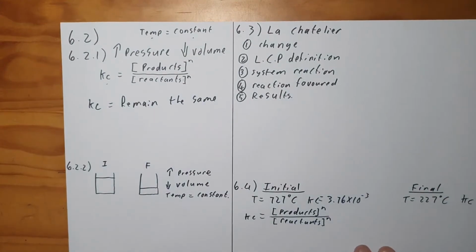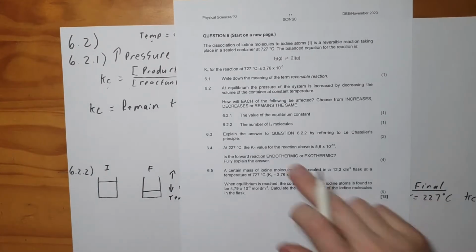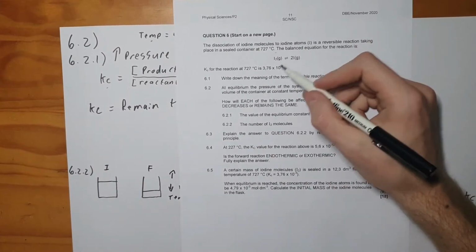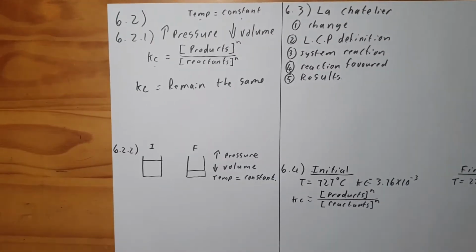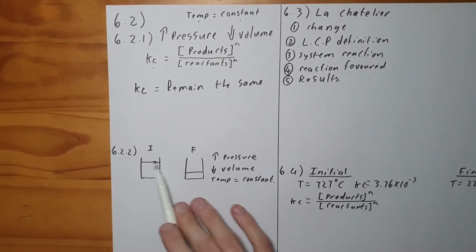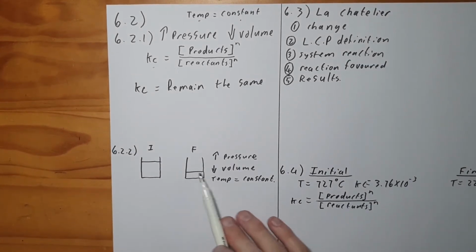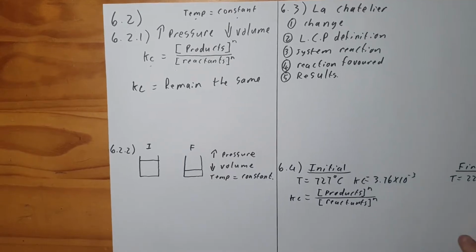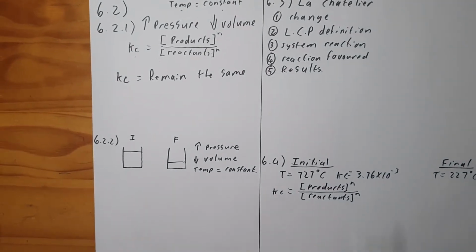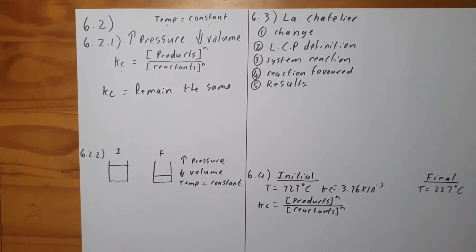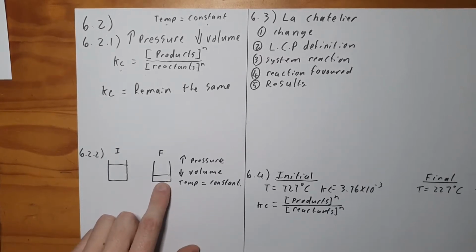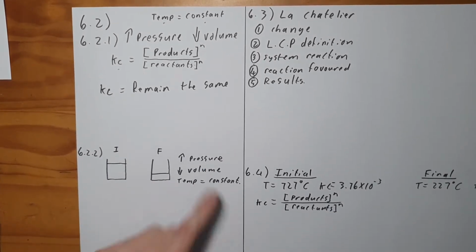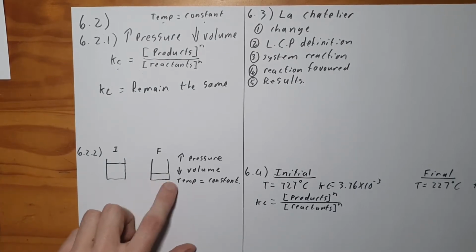Now 6.2.2 says the number of moles of I2. So the left-hand side, what's happening to the number of moles? Well, let's have a look here. Initially we had a volume of this amount over here. Then we've decreased the volume to increase the pressure. But remember temperature is still constant. Now what is going to happen to the moles of I2?